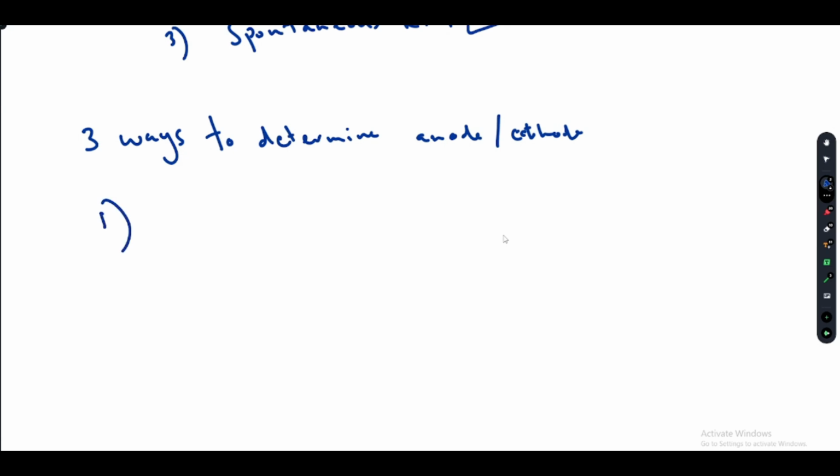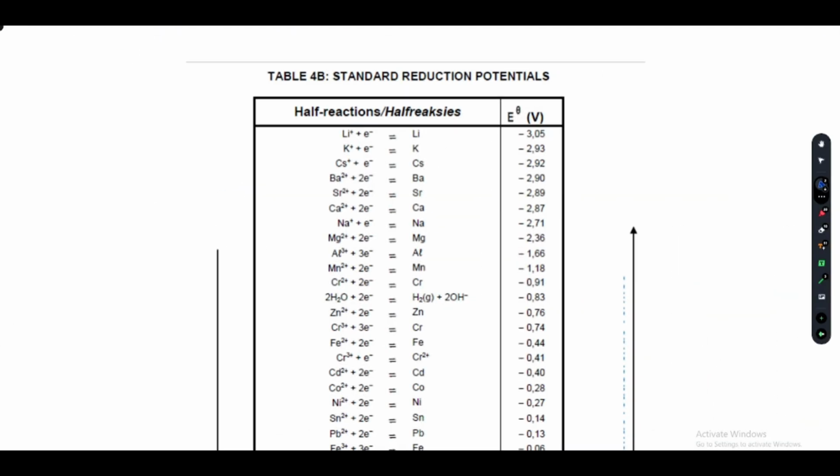Now, method number one is to use the data sheet. We will use what we call table 4B, the table of half reactions, which is in our data sheet, which is given to us, right? I'll put up an example of that now. This is table 4B from our data sheet, which is the standard reduction potentials.